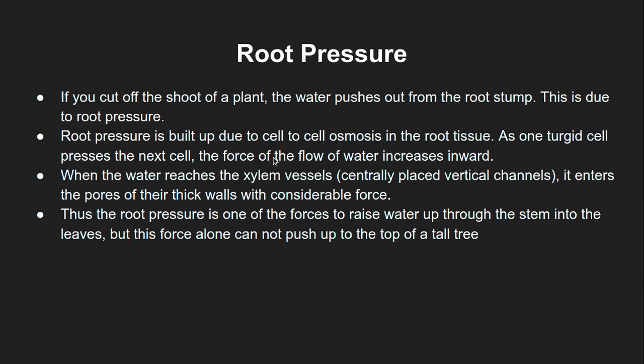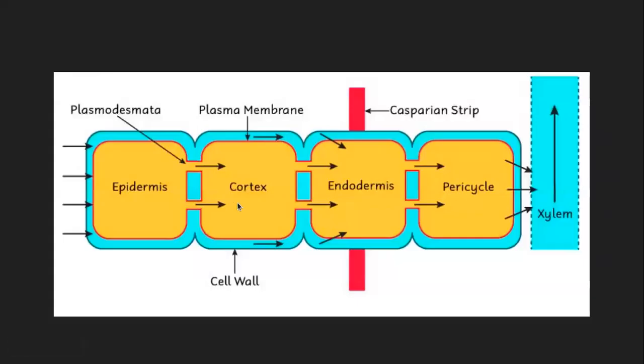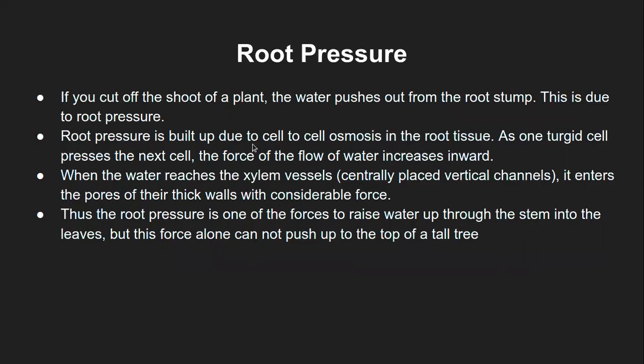I guess this point is already explained well. So in short, what happens is the root will absorb water through the osmosis process. The water will move inwards through the different layers of the root. That's what you saw in this diagram. And then it will enter into the xylem and move upward. So that is what is explained in these two points.